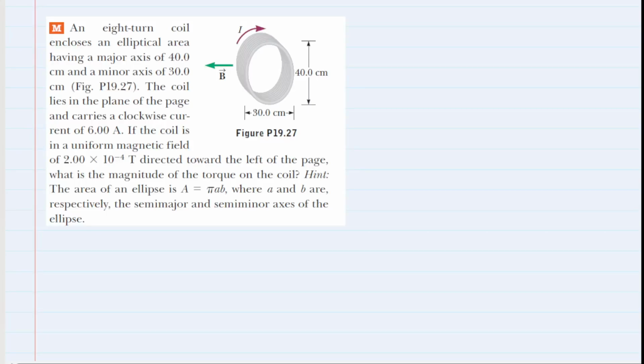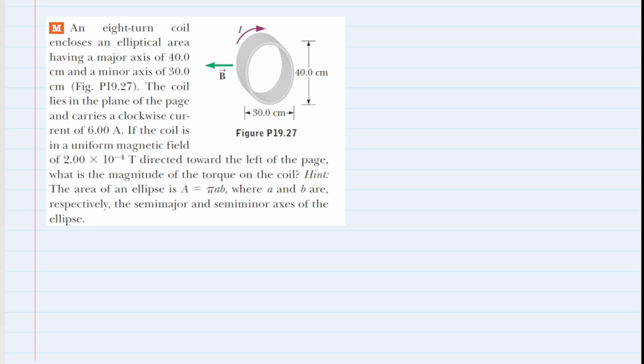An 18-turn coil encloses an elliptical area having a major axis of 40 centimeters and a minor axis of 30 centimeters. The coil lies in the plane of the page and carries a clockwise current of 6 amps. If the coil is in a uniform magnetic field of 2 times 10 to the minus 4 Tesla directed toward the left of the page, what is the magnitude of the torque on the coil?